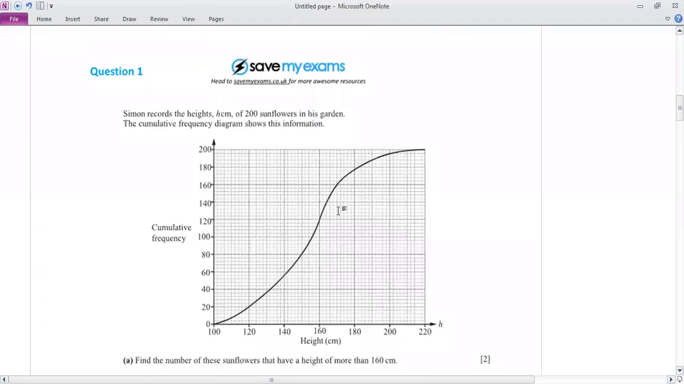Yes, the first question. The question says Simon recorded the height h of 200 sunflowers. Total sunflowers are 200. What he did after that, he took the cumulative frequency, and between cumulative frequency and height, he drew a graph, and this is the shape of the graph.